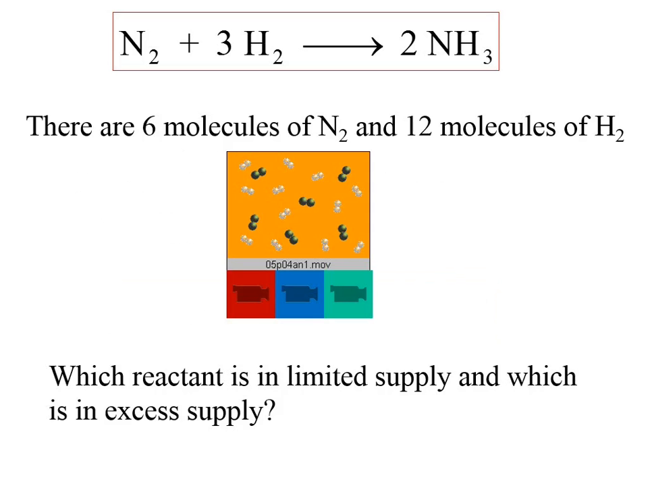And if I say up here you have amounts, with regard to nitrogen, we're going with 6 molecules. And with regard to hydrogen, we're going with 12. Okay. Notice that the relationship for nitrogen is a 1 to 2. The relationship for hydrogen is a 3 to 2. So does this make sense?